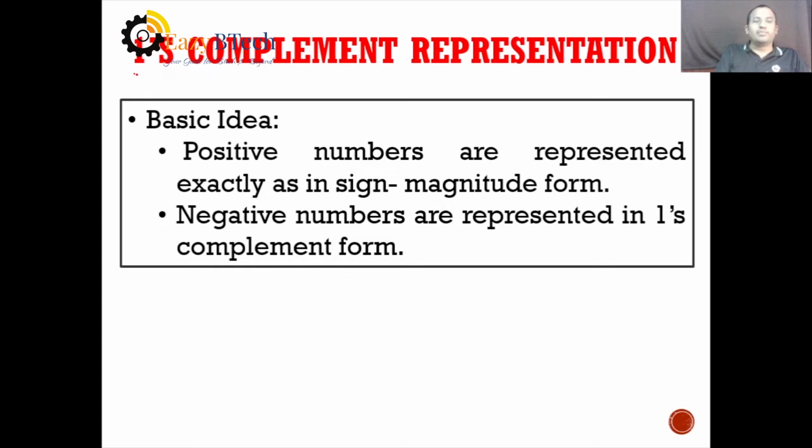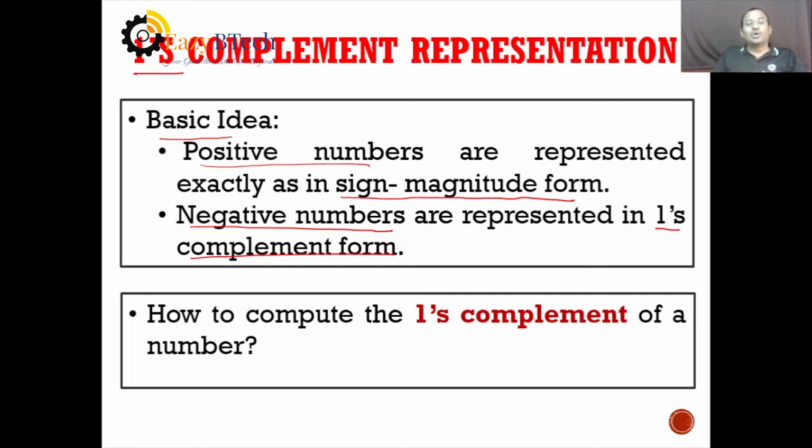In 1's complement representation, the basic idea is that positive numbers are represented exactly as in signed magnitude form. Only the negative numbers are represented in 1's complement form. So the positive numbers don't change. We represent them in the same way as in signed magnitude form, but negative numbers are represented in 1's complement form.